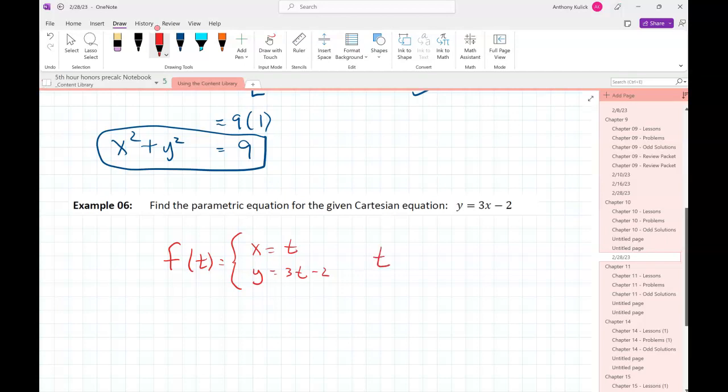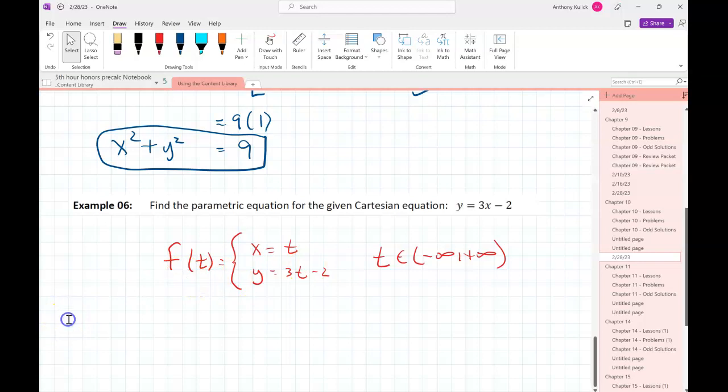The interval, very good. The interval for t should be the same as the domain for our original Cartesian function, because we've just said x is equal to t. What's the domain for that linear function? All real numbers. So what's the interval for t going to be? All real numbers. And we're done. There's almost nothing to do. Oh, piece of cake, right?